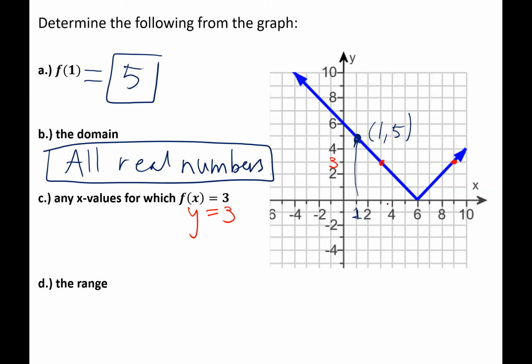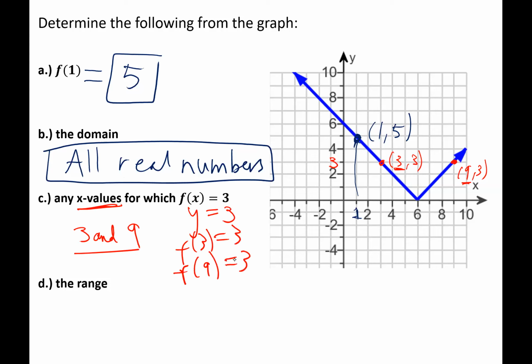So these 2 points, let's name them. We have (3, 3) and then we have (9, 3). So there's 2 different places where y is equal to 3. The x values of those 2 points are 3 and 9. Those are my x values because f of 3 is equal to 3 and f of 9 is equal to 3. Both of those things are true. So there's 2 different points that have the same y value. Is that okay? Yes, just like it's okay for 2 students to be assigned the same grade or for 2 people to have the same age.